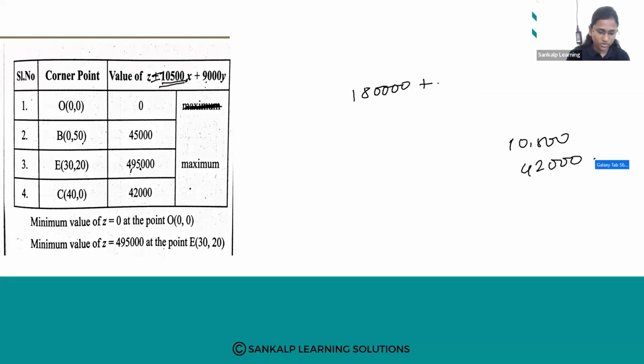42,000. Correct? Okay, so 42,000 is correct. The question asked: maximize and minimize. Therefore, the maximum value is 4,95,000 at 30, 20, and the minimum value is 0 at 0, 0. This should be the solution. Complete solution carries marks. Next.